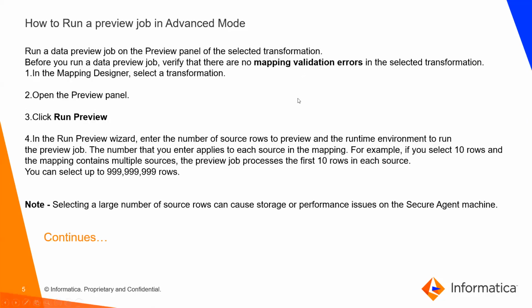Moving on, how to run a preview job in advanced mode. Run a data preview job on the preview panel of the selected transformation. Before you run a data preview job, verify there are no mapping validation errors in the selected transformation. In the mapping designer, select a transformation, open the preview panel, and click on run preview. In the run preview widget, enter the number of rows to preview and the runtime environment to run the preview job.